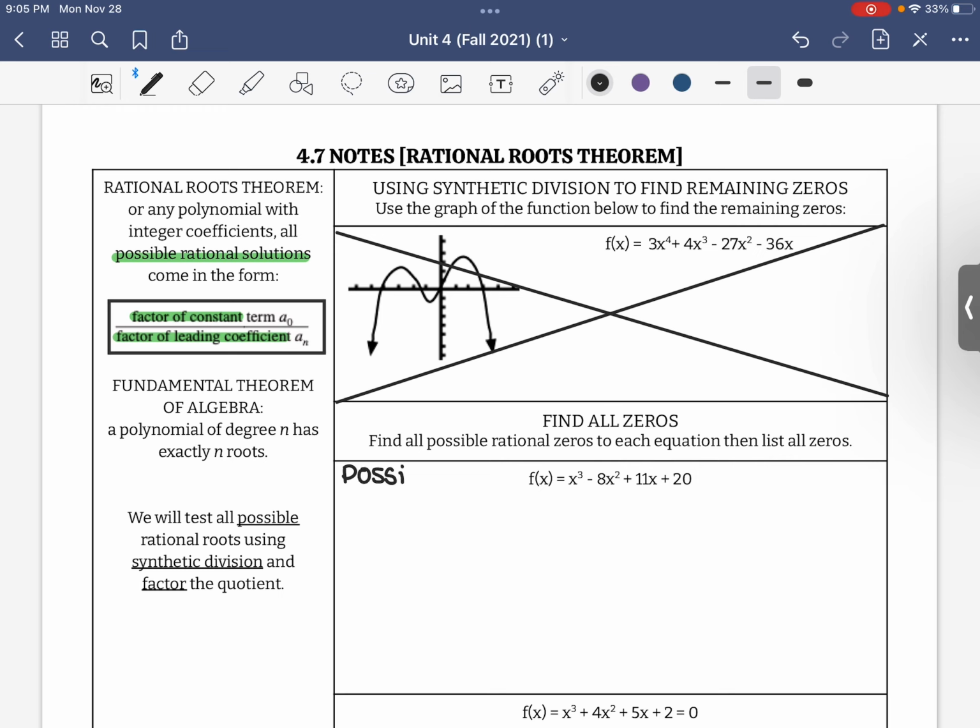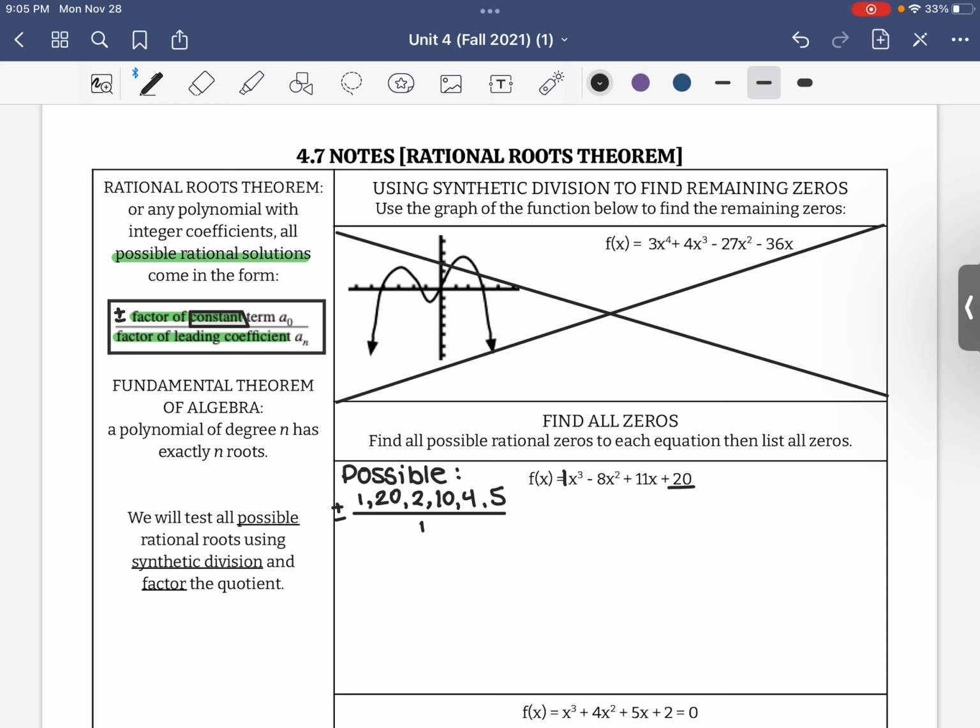So for example, on this very first problem that I didn't cross out, all of your possible zeros, I'm going to go ahead and write this over here, are going to be factors of the constant 20, so 1 times 20, 2 times 10, or 4 times 5. Those are all factors of the constant, over factors of the leading coefficient, which is just 1. And I should include that these are always going to be also positive or negative, if you want to add that up here too.